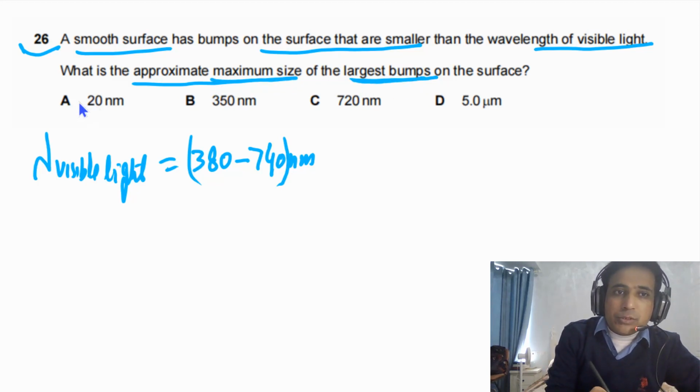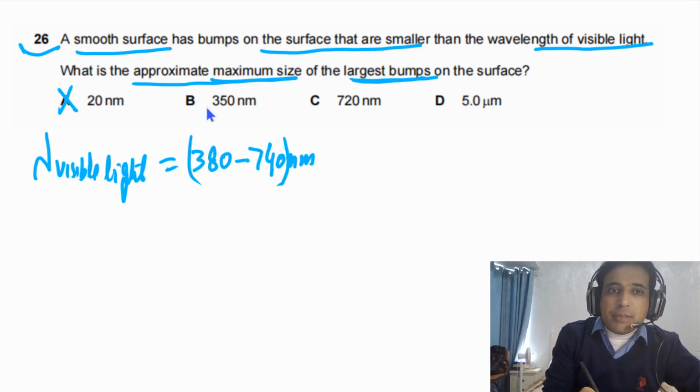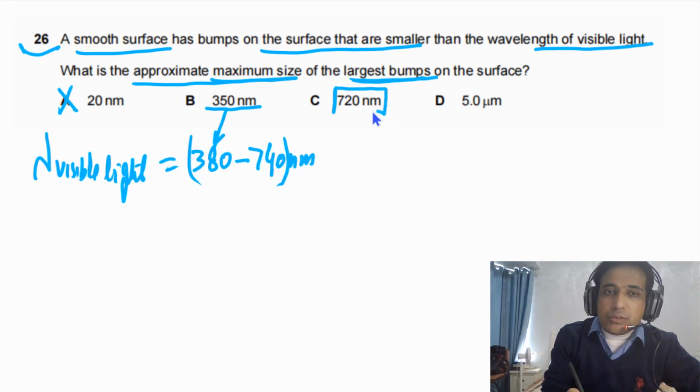If you look at 20, this one is too small, so we can ignore that. Next one, this is 350 nanometers and this is very close to 380, so this can be the maximum possible size. And this is 720. This is in this range. It has to be smaller than the wavelength of visible light, so this is also not possible.